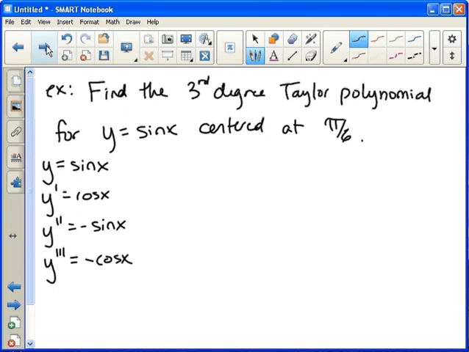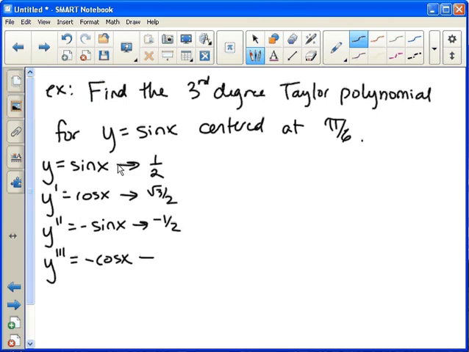Alright, so now we need to plug in pi over 6. Now since we're centered at pi over 6, we have to plug pi over 6 into all these functions. So sine of pi over 6 is 1/2. Cosine of pi over 6 is square root of 3 over 2. So that would make it negative 1/2 here and negative square root of 3 over 2 here.